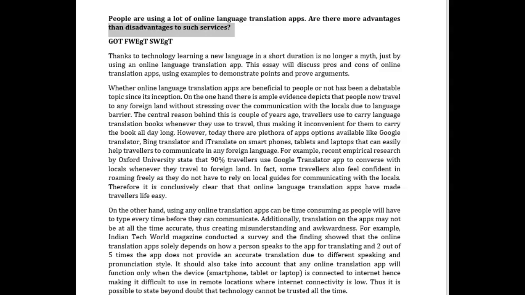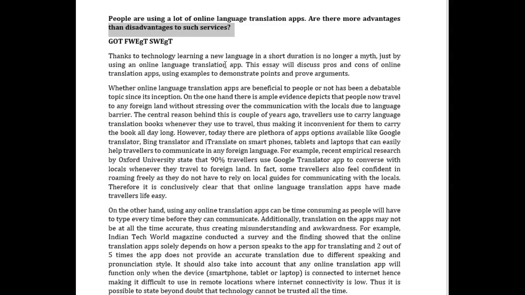Online language apps. Okay. Thanks to technology, learning a new language in a short duration is no longer a myth just by using an online language translation app. Well, you have to be careful here. It's not just by. You could say maybe aided by online translation apps. I think that makes a little more sense. Think about it and tell me what you think.